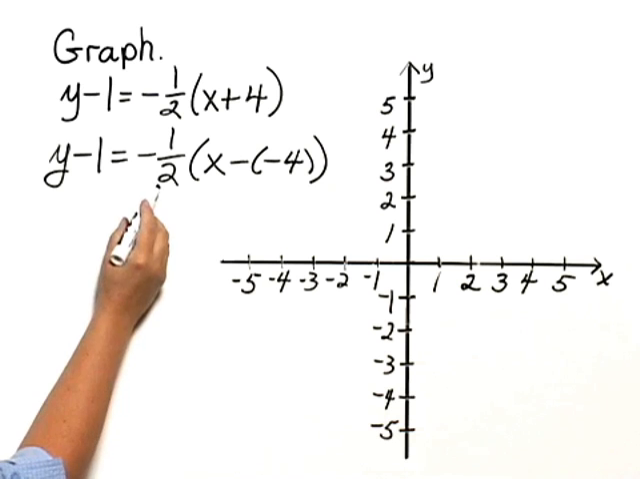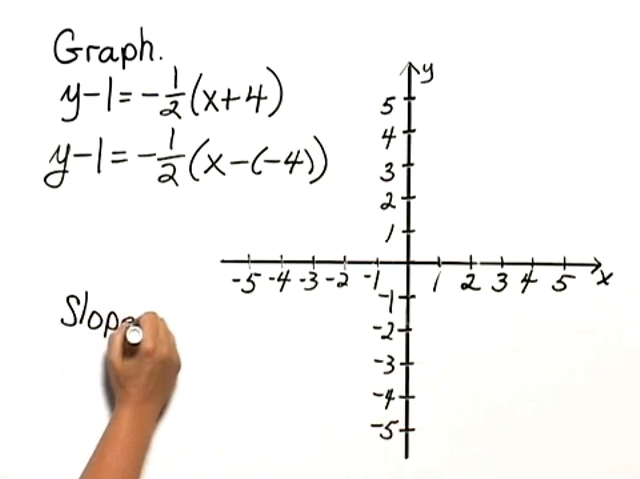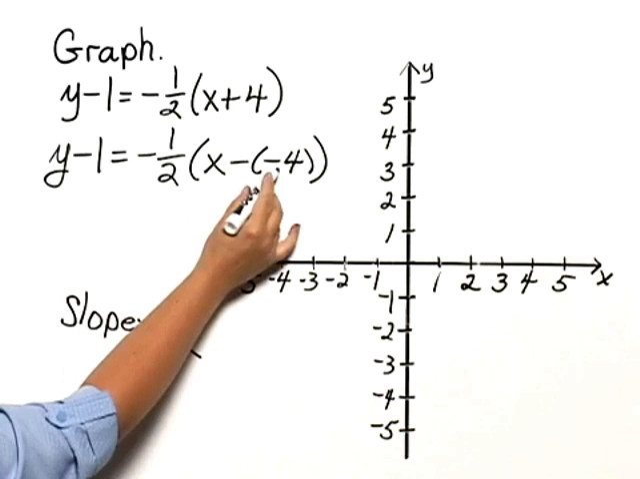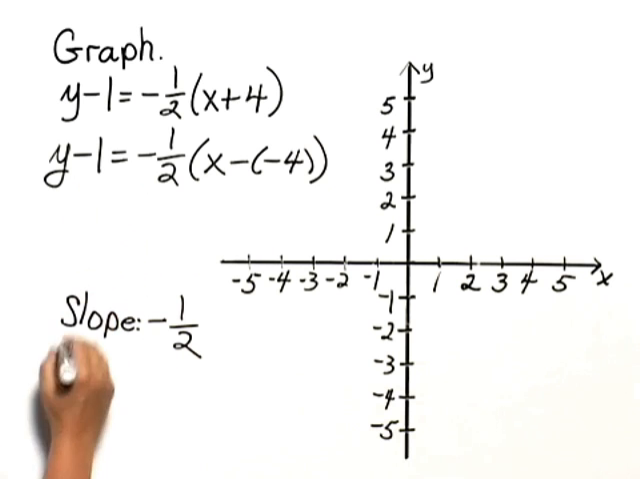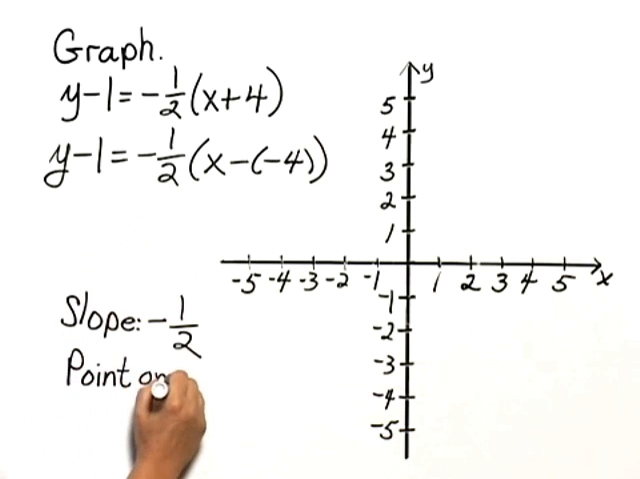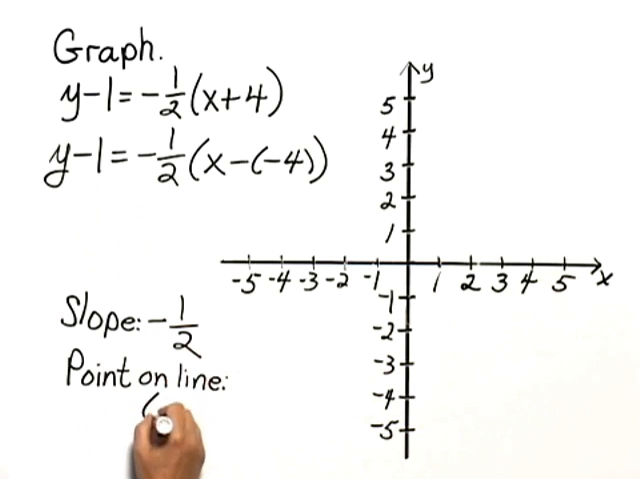Now we can read that the slope of the line is negative 1/2, and a point on the line is negative 4, 1. So that is one point that is on the line. Again, that's the point negative 4, 1.